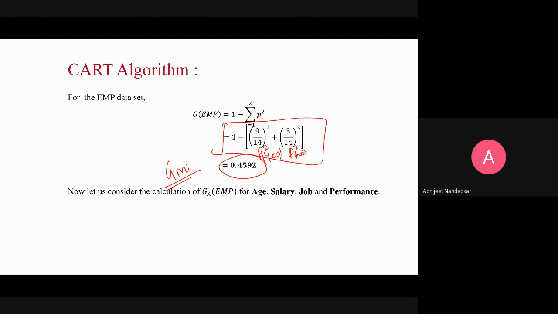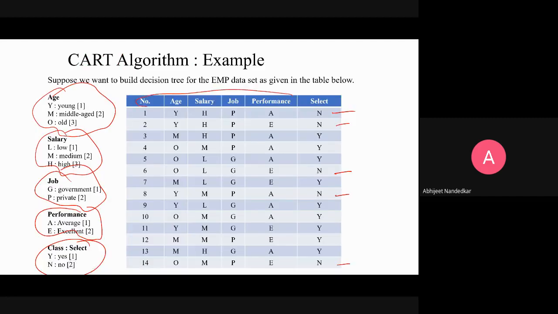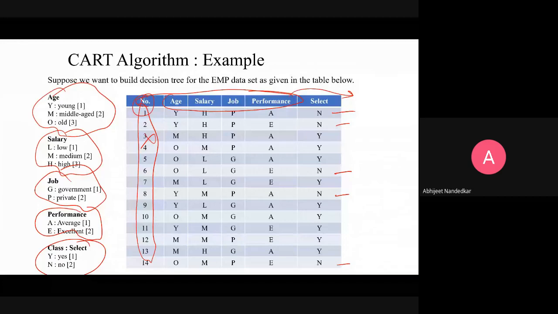Now we have to divide this table using the attributes. Three, rather four actually. This number is just the sample number, so it is not an attribute. So there are four attributes. Based on this, we will divide this table in tomorrow's class. So don't miss tomorrow's class. We will do this splitting based on Gini index.